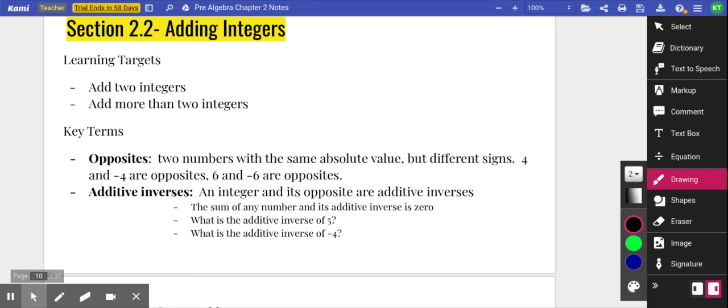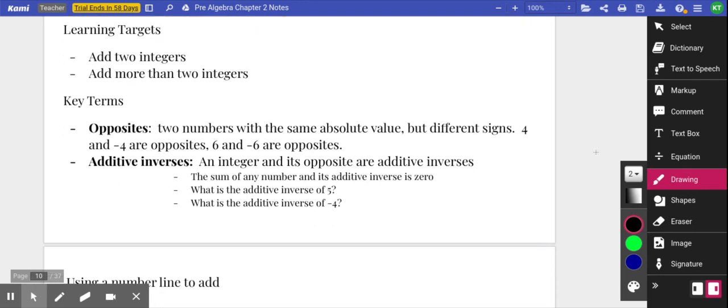to check your work. Our key terms: opposites. Two numbers with the same absolute value but different signs. So, for example, 4 and -4 are opposites. 6 and -6 are opposites, right? And we use that definition in the additive inverse to define that, right? An integer and its opposite are called additive inverses.